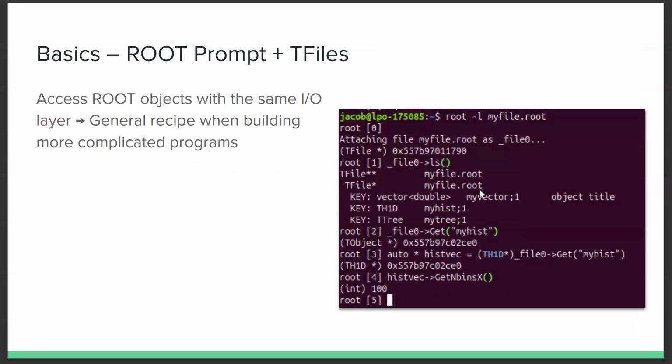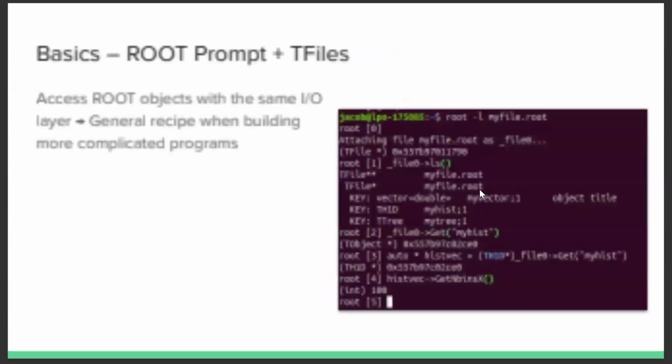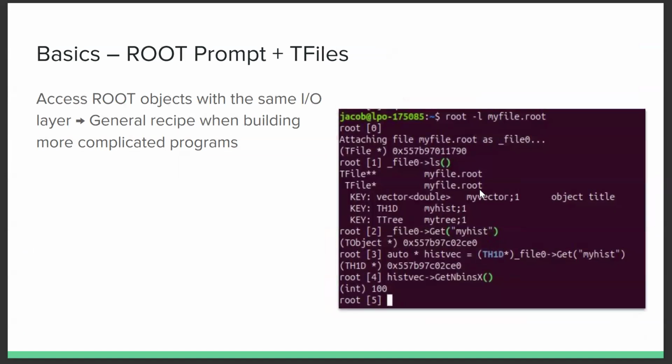Okay, so you can also access those ROOT objects with that same IO layer. This is a general recipe when you're building more complex programs, especially in C++. You can pipe one of these, for example, this histogram that I looked at earlier, just by typing its name. You can also use that Get method on it and put it into a pointer of the correct type after you cast it. Okay. And this is the general recipe. If you want to do something that's actually compiled later, this is more or less what you'll have to do.